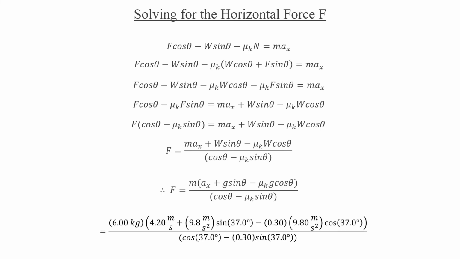If you plug that all in, here's what that looks like. And answering the problem to 3 significant figures will give you this value, 121 newtons. That is the value of F. That is the magnitude of the horizontal force required to accelerate this box along the ramp in the positive direction at 4.20 meters per second squared.